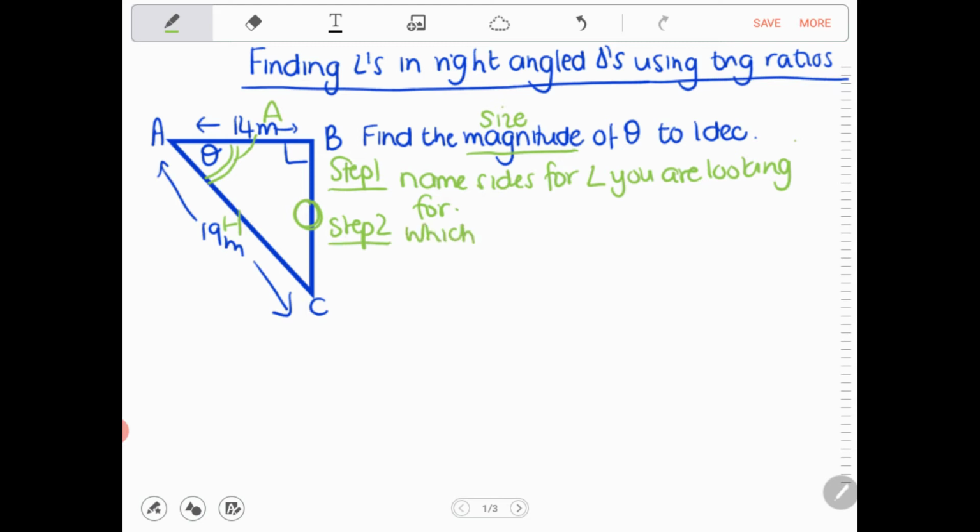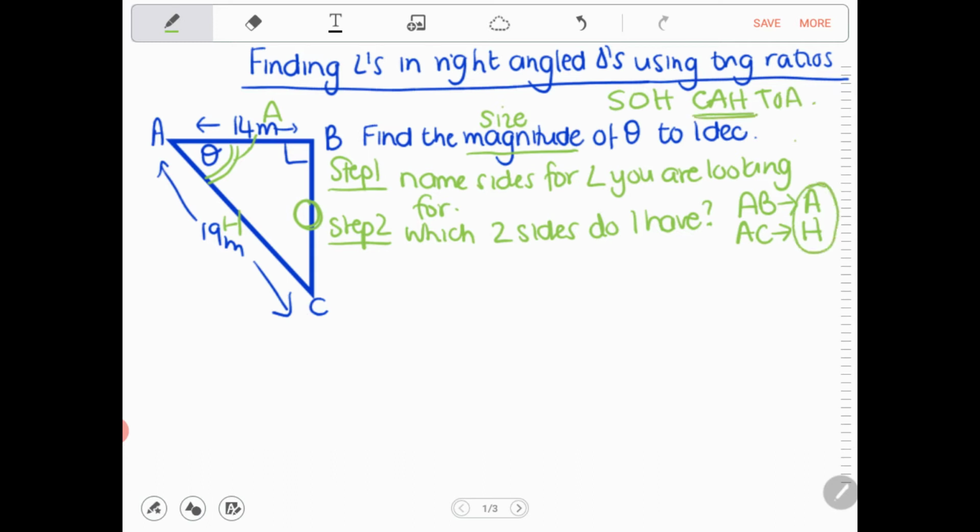Then you ask yourself, which two sides do I have? In my diagram, I have been given the adjacent, which is AB, and I've been given AC, which is the hypotenuse. Then you choose SOHCAHTOA, one of your trig ratios. Adjacent and hypotenuse, I'll be using cos. So we choose our trig ratio.